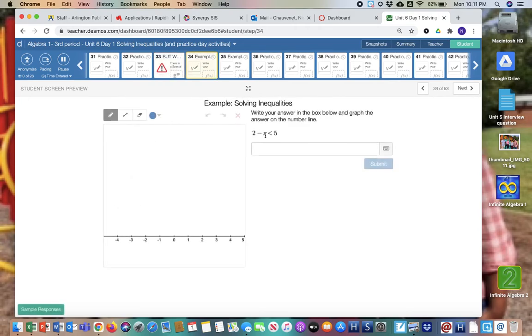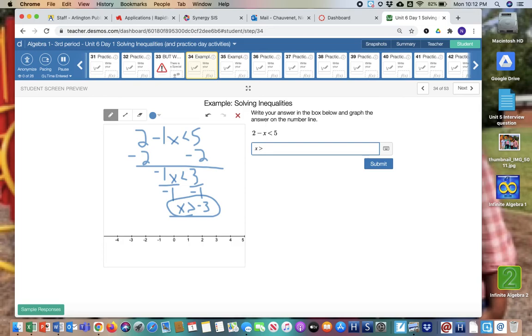So let's look at two quick examples here. So here we see 2 minus x, and keep in mind this is implied to be like a negative 1x is less than 5. Well, now we're going to subtract 2 from both sides. When we do that, we get negative 1x is less than 3. Now we're going to divide by negative 1. Now, when we divide by that negative 1, the sign of the inequality, which was a less than, is going to flip to a greater than. And then 3 divided by negative 1 is negative 3. So in our solution box, we should type x is greater than negative 3.